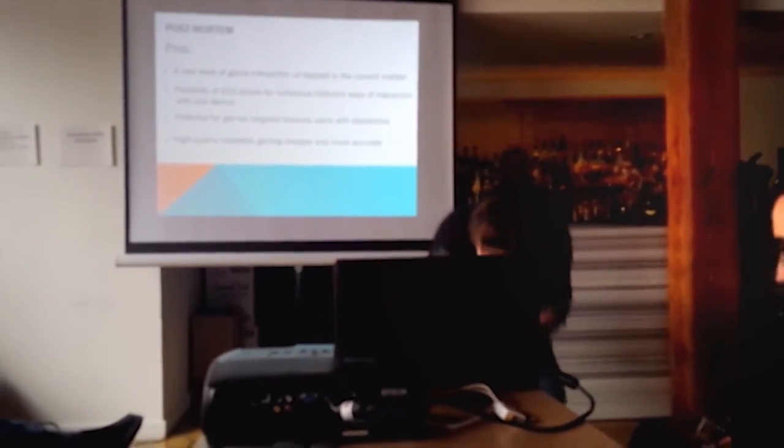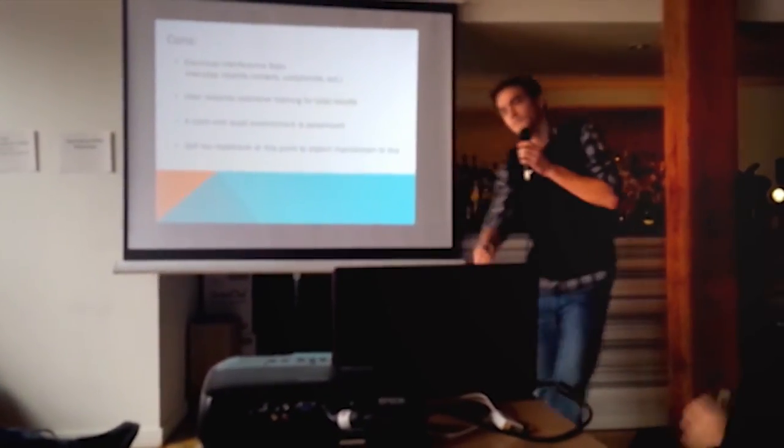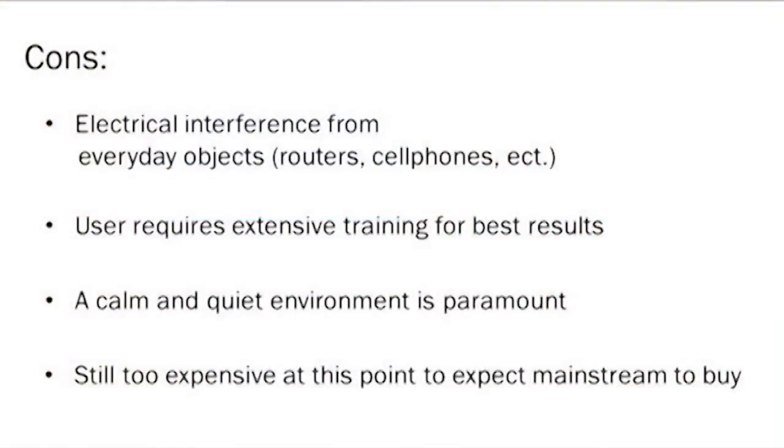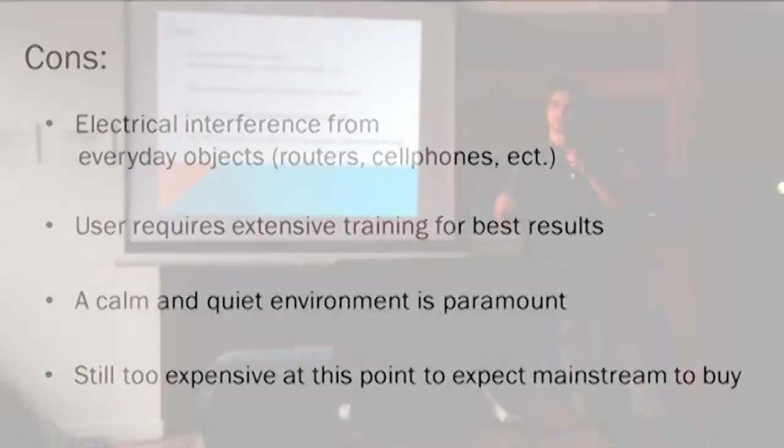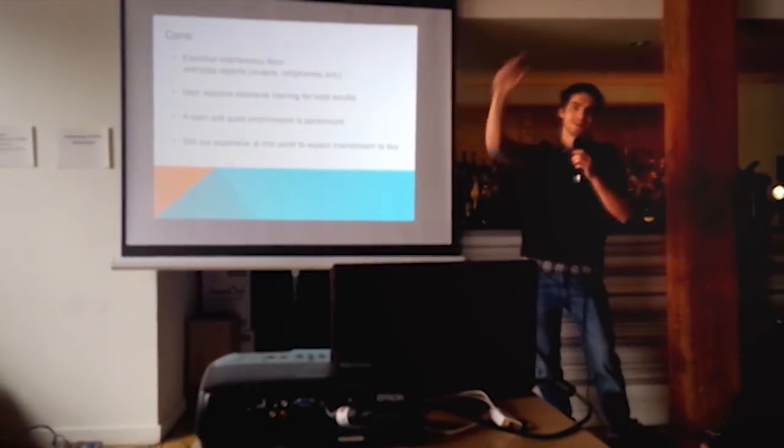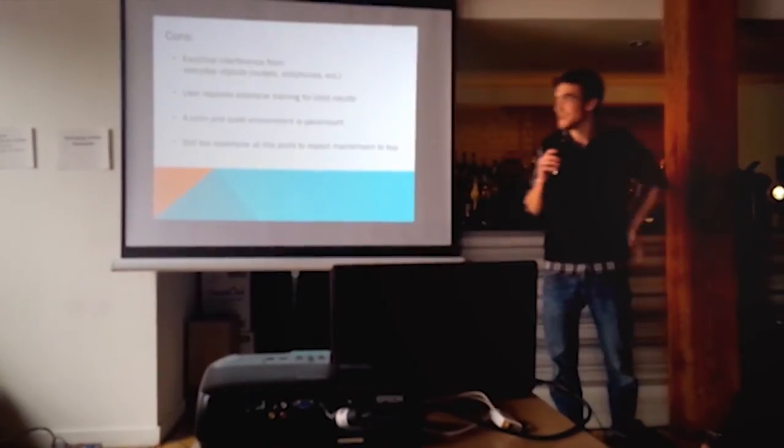Now let's take a look at cons. So this entire list, with the exception of the last one, is the reason we're not doing any live demos this weekend. Electrical interference from everyday objects plays a huge role. Cell phones, routers, they can all affect your signal quality. At our office, where we do most of this work, we actually have the dongle on a 25-foot USB extension hanging from the ceiling, as that's the only way we can get the best signal.